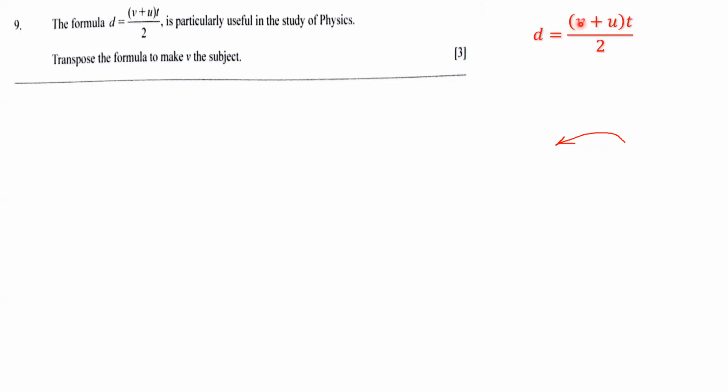So the first thing that we're going to do is distribute this t. So we're going to say t multiplied by v, and t multiplied by u. And so what we have is t multiplied by v, which is vt, and t multiplied by u, which is ut, all over 2. So we have d over 1 is equal to vt plus ut all over 2. Now we're going to cross multiply. So we have 1 times vt plus ut, and we have 2 times d. What is 2 times d? 2 times d is 2d, and 1 times vt plus ut is vt plus ut, all right?